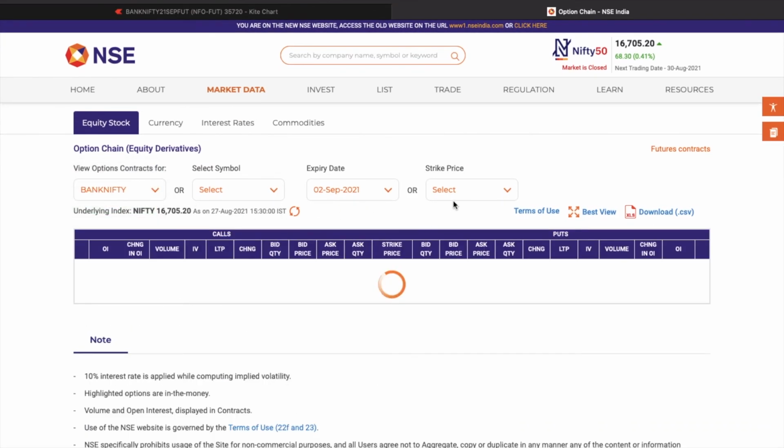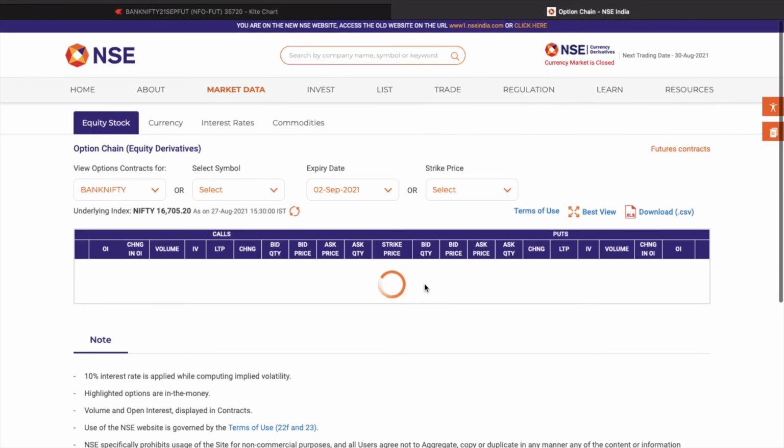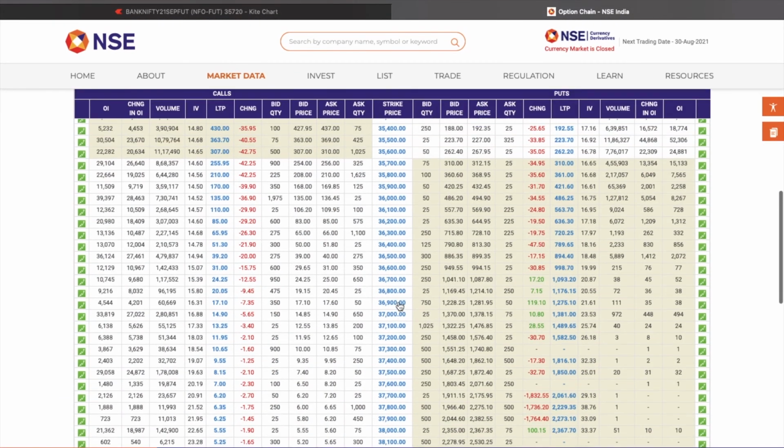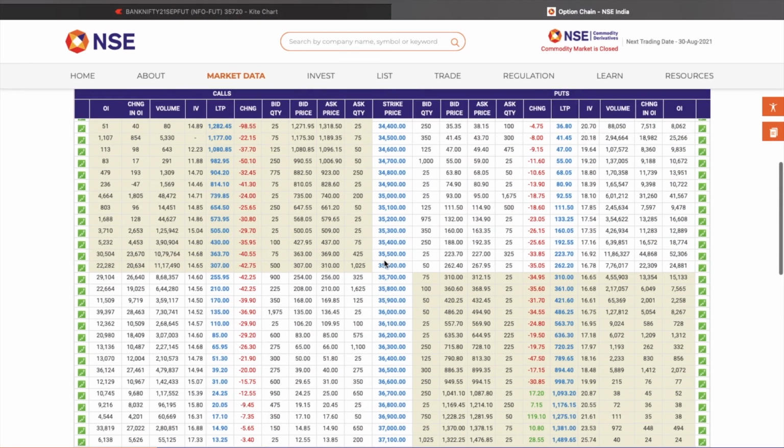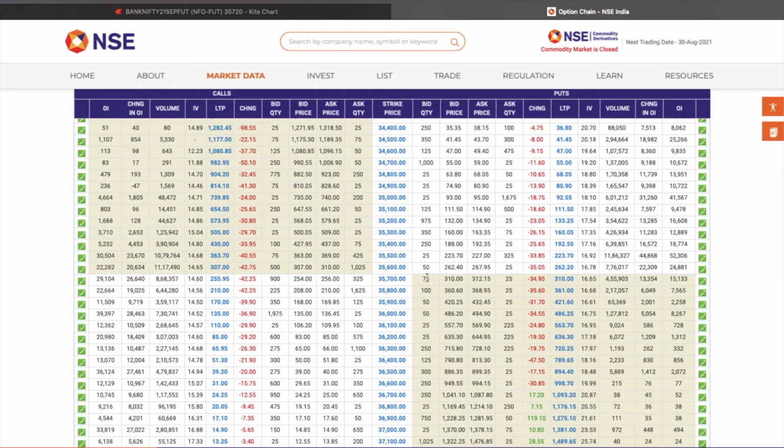If we talk about Bank Nifty, currently the market is around 35,600. So the 35,600 contract is our at the money contract, with LTP 262.